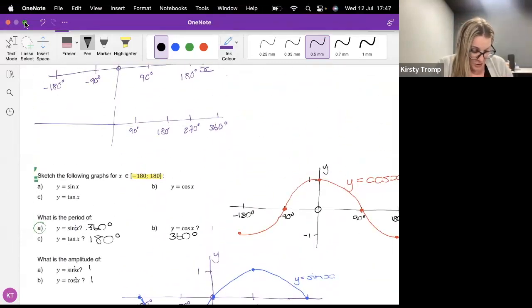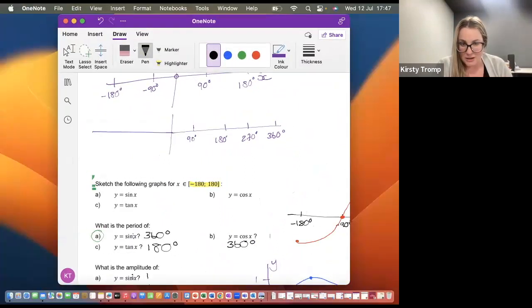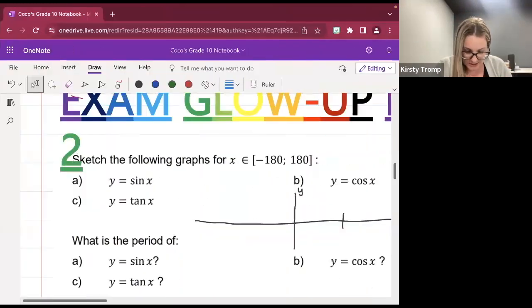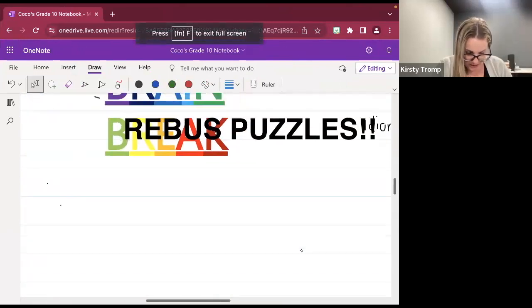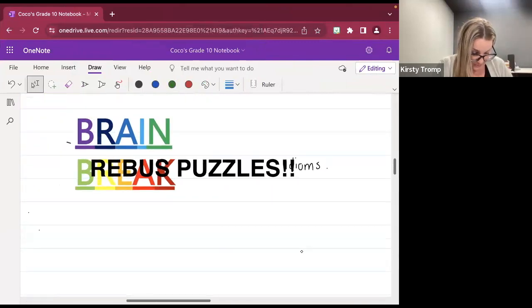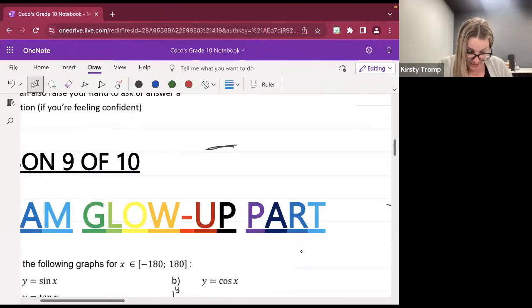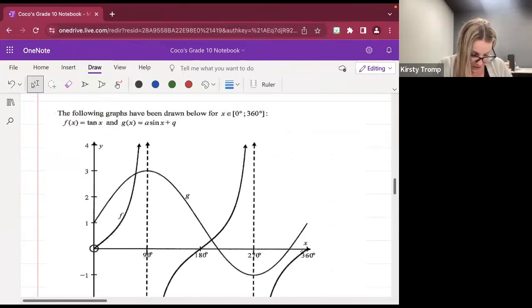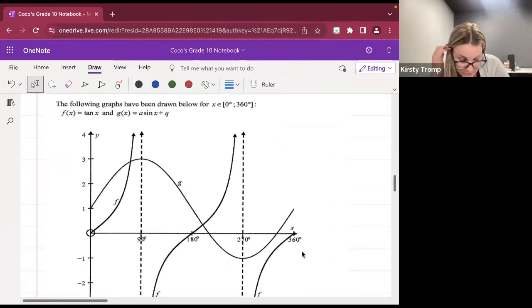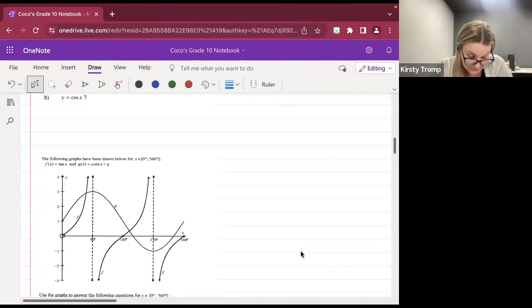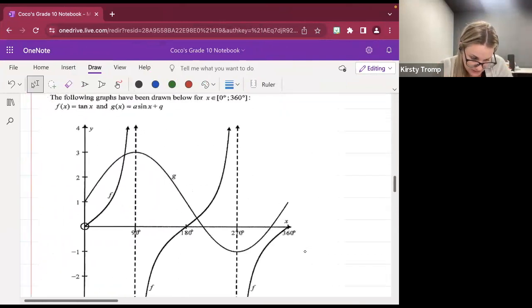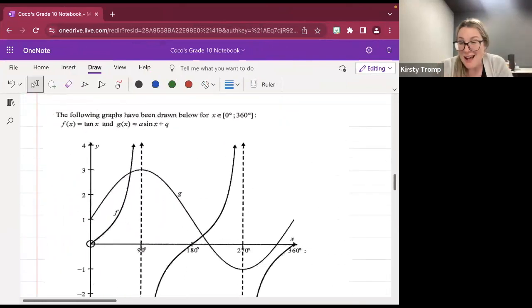Let's have a look at what else your teacher had in your lesson for this evening. I know she had a brain break for you, but I think it hasn't loaded up. Let's see what else she had here. The following graphs have been drawn below for 0 degrees to 360 degrees. She's drawn a tan graph and a sine graph for you there. Let's make it a bit bigger.